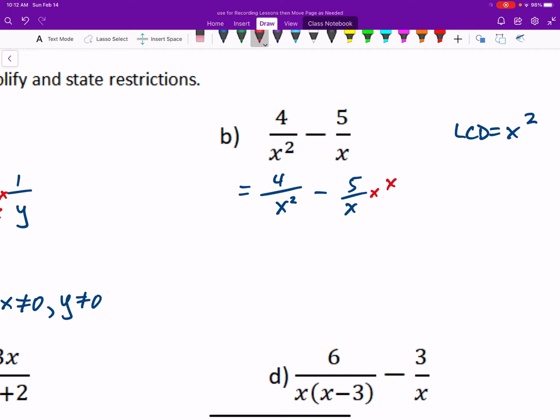I seem to stumble over that word denominator a lot. Got to be a little more careful in my speech, I suppose.